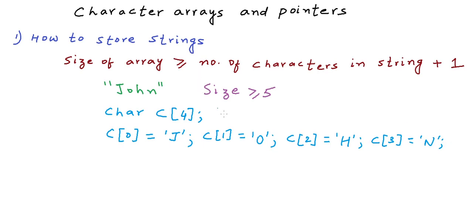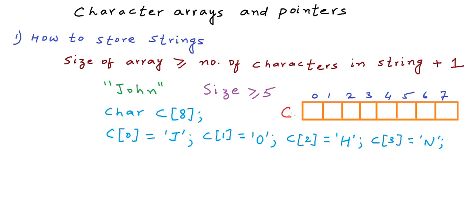Let's try to understand it this way. Let's say we have a character array of size 8. Let's say this is a logical view of our array C, and we want to store the string John in this particular array. We have indices from 0 to 7, and this is an array of size 8. So we can store J at the 0th index, O at the 1st index, H at the 2nd index, and N at the 3rd index.